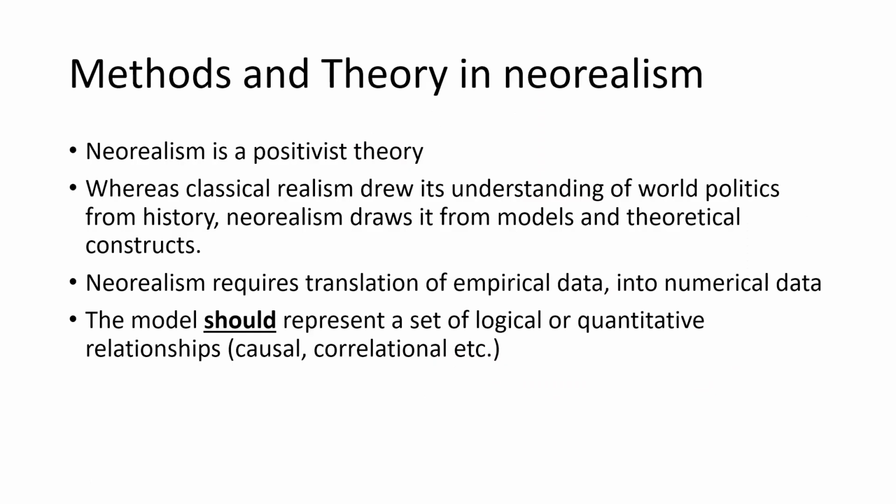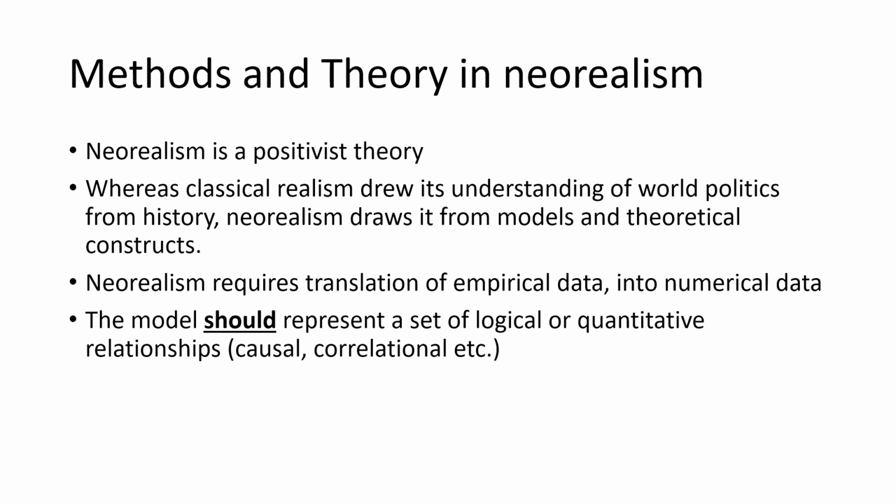A key difference between classical realism and neorealism is its approach to understanding of science and what a theory is. Whereas classical realism is a classical theory in that it's not scientific, it relies on interpretation of texts and representations, neorealism is a positivist theory. It argues that the social world is quantifiable and as a result can be explained through economic models. Whereas classical realism drew its understanding of world politics from history and discursive understanding of social relations, neorealism draws it from economic models and theoretical constructs.